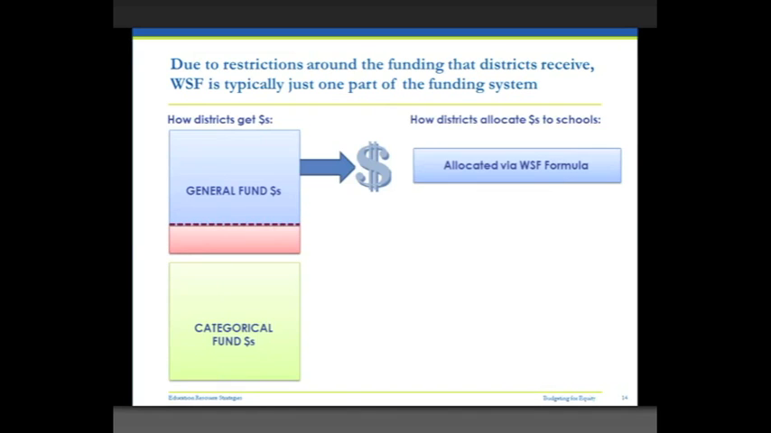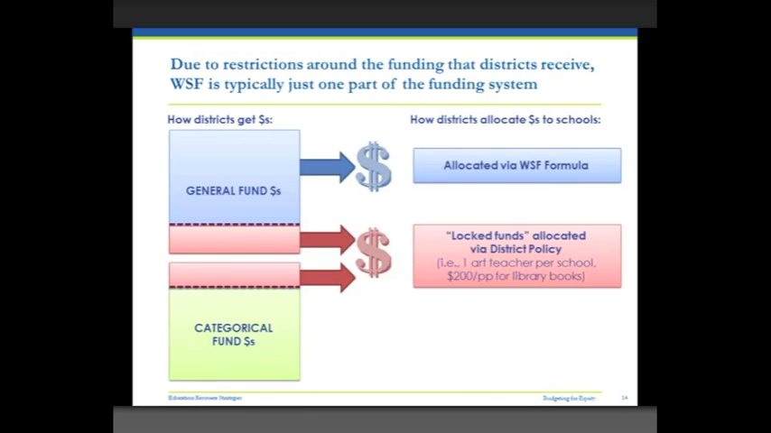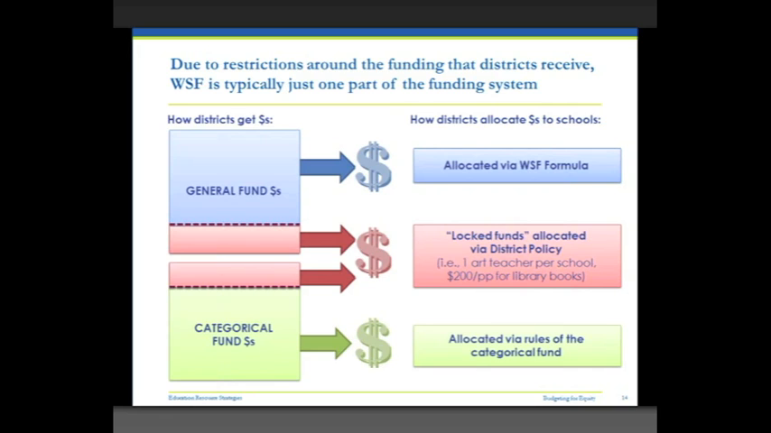So another way to look at this is the districts would allocate much of the general fund dollars through a weighted student funding formula. They would hold back a portion in what we call locked funds that districts lock for various reasons, like an art teacher, one art teacher per school, or some amount for library books, and so on. And the third area would be for categorical funds.